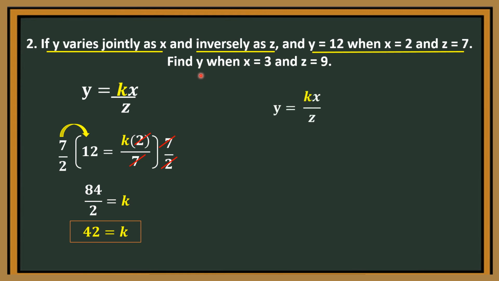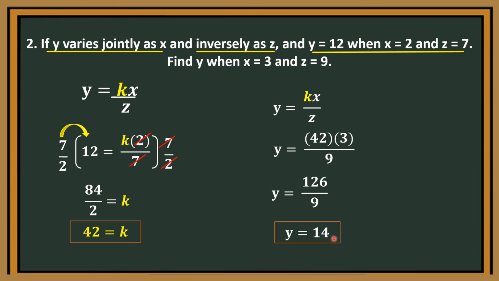Again, let us use the original equation, y is equal to k times x over z. x is 3 and z is equal to 9. So substitution. That is y is equal to 42, that is your k, times 3, that is your x, over 9, that is your z. Then 42 times 3, that is 126 over 9. Divide, y is equal to 14.